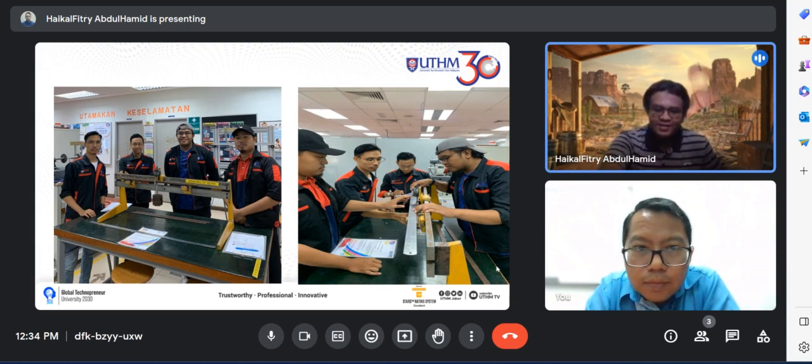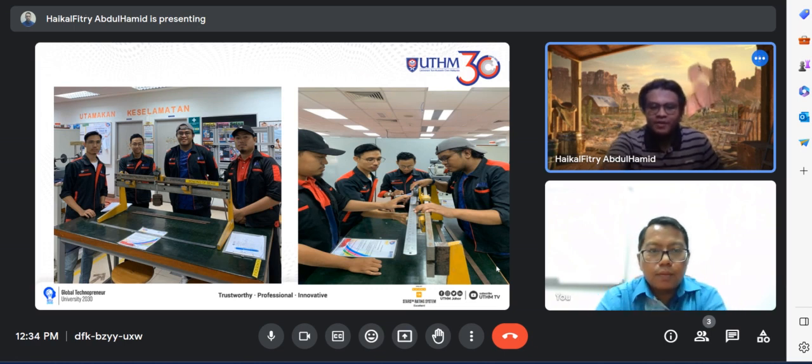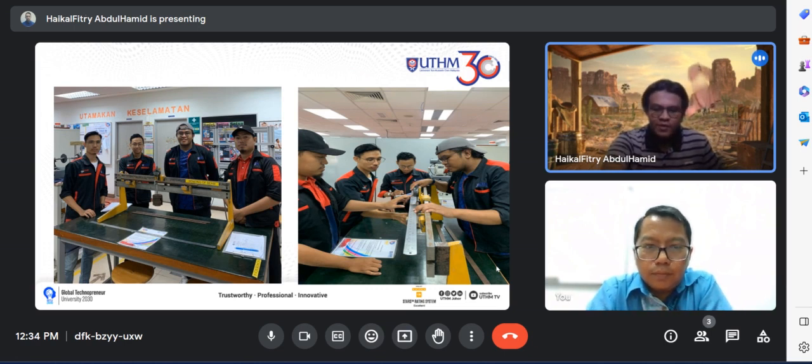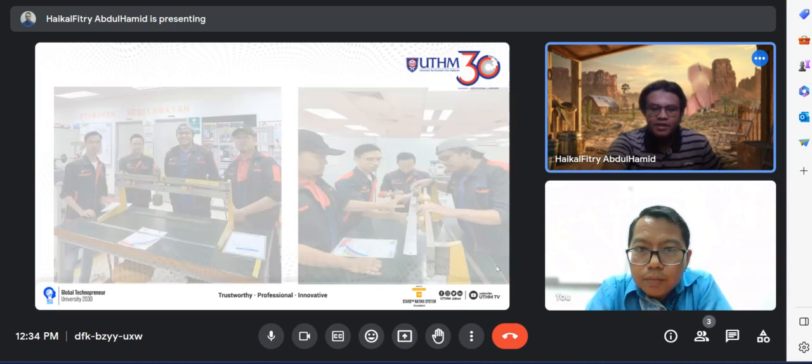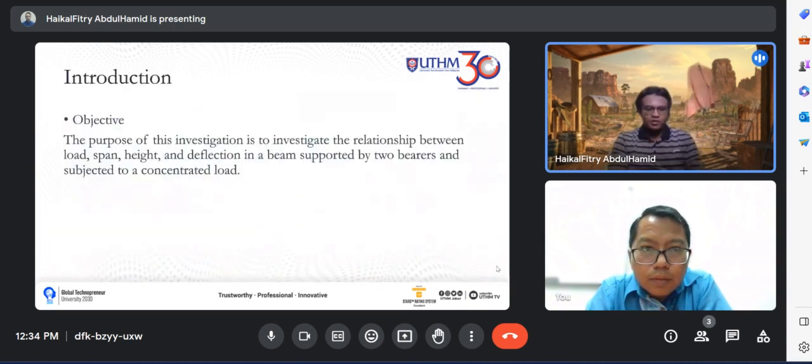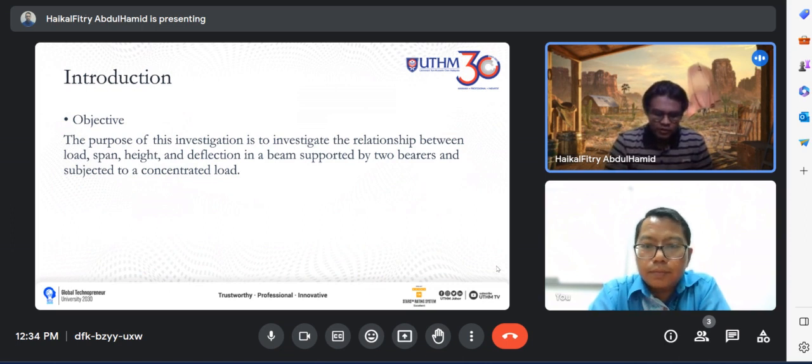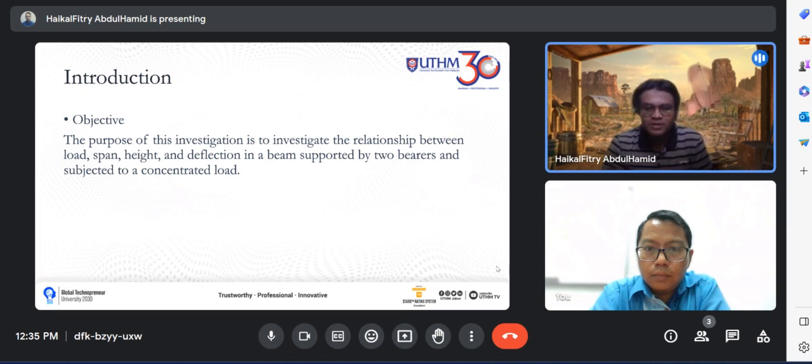Okay. So this is our lab, bending of a beam. Okay, I will tell about introduction and objective. The purpose of this investigation is to investigate the relationship between the load, span, and height of deflection in a beam, supported by two barriers and subject to the concentrated load. I will show the picture next.